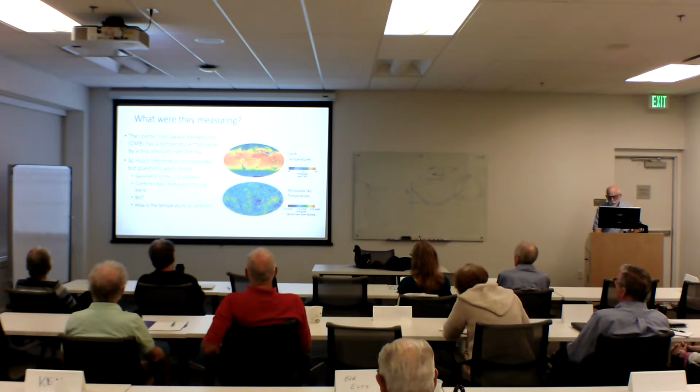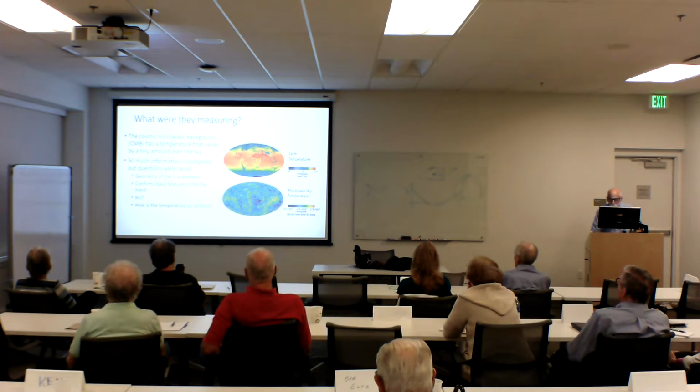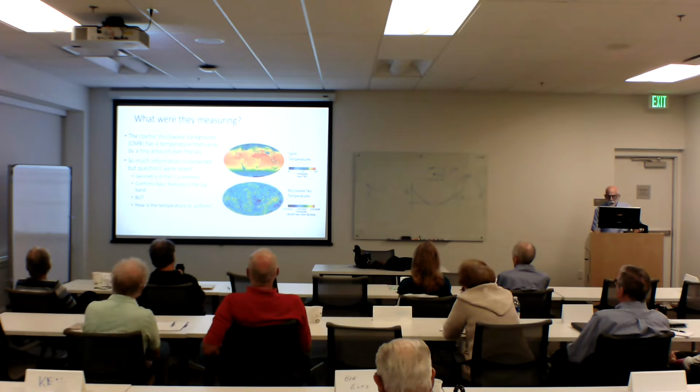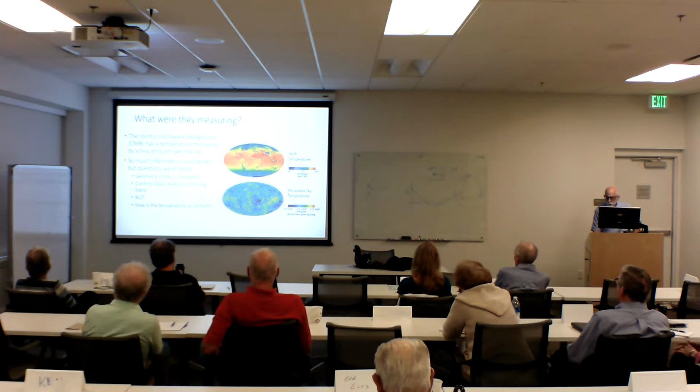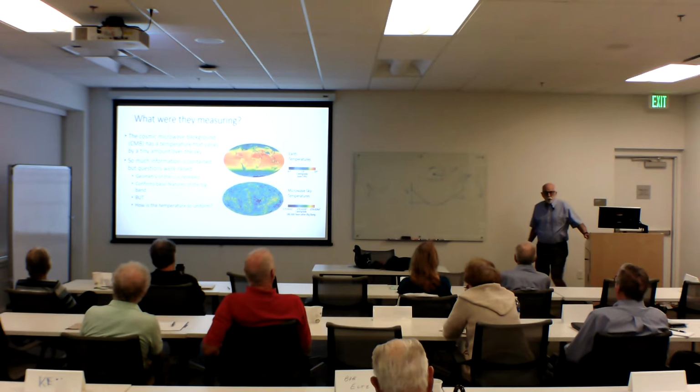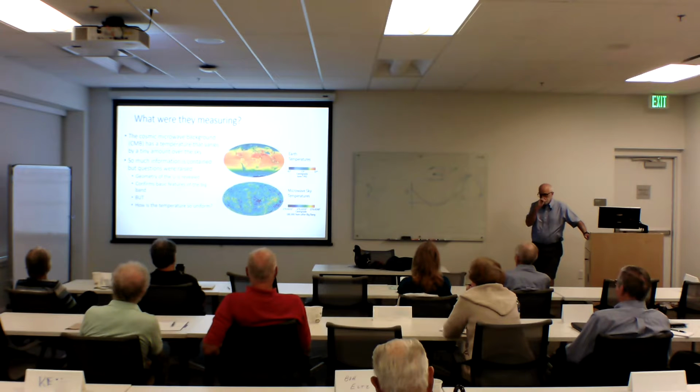Here's our microwave temperatures. The blackest areas, the darkest areas are at this temperature. These are centigrade now, minus 270.4252. And the brightest areas are minus 270.4248. So we're at 0.4 millikelvin. That's the difference.